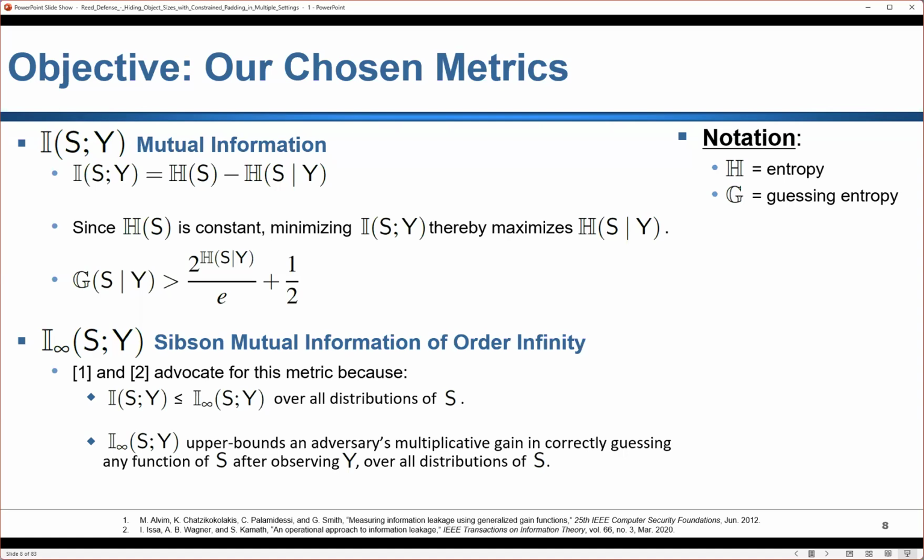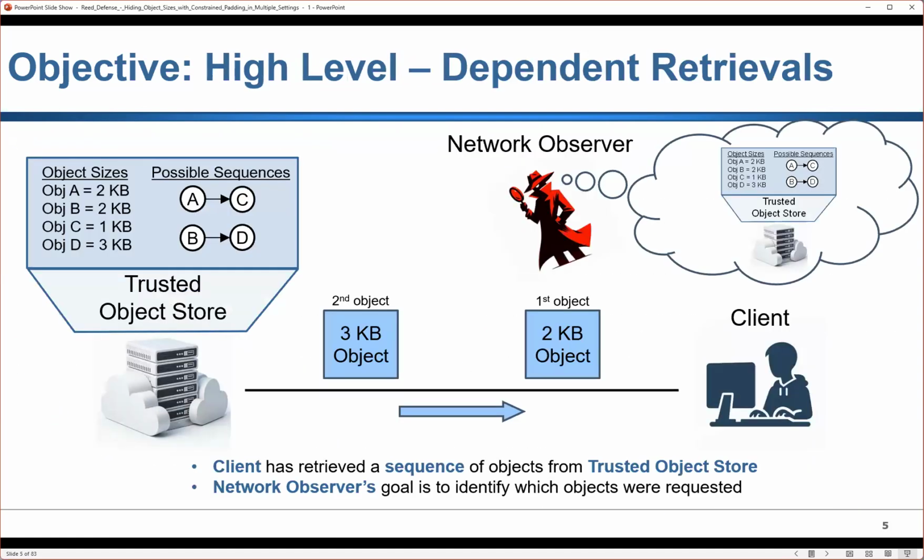The other thing too is, when you transition to dependent retrievals, if you stick just to mutual information, guessing entropy tells you how well you will do against an adversary that is guessing the secret random variable, which would be sequences under this strict setting here. The adversary is trying to guess exactly the sequence of objects, the entire sequence.